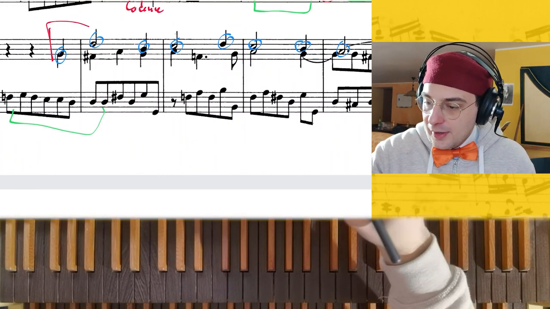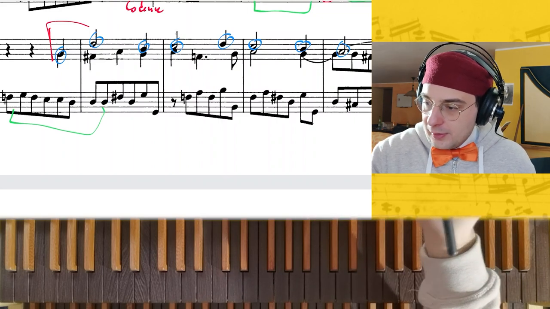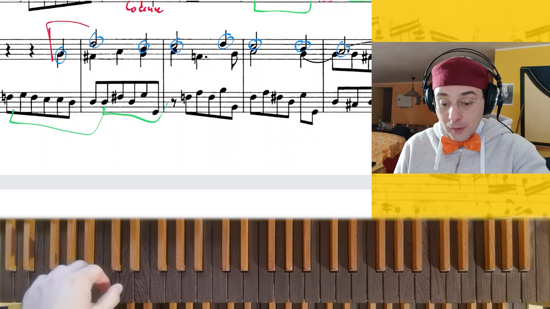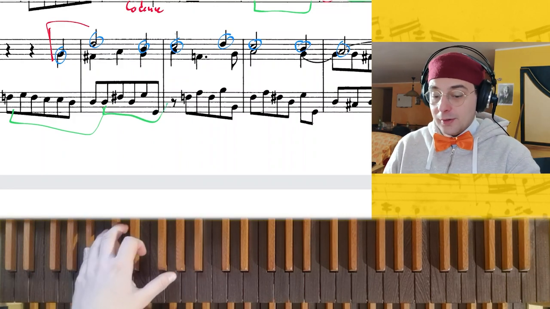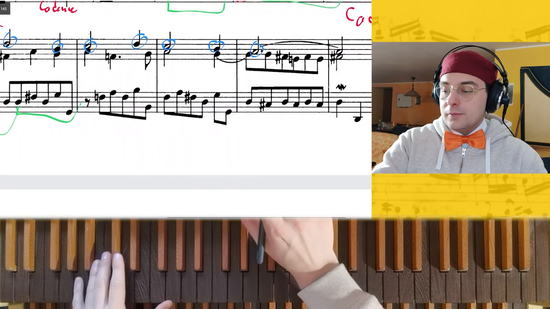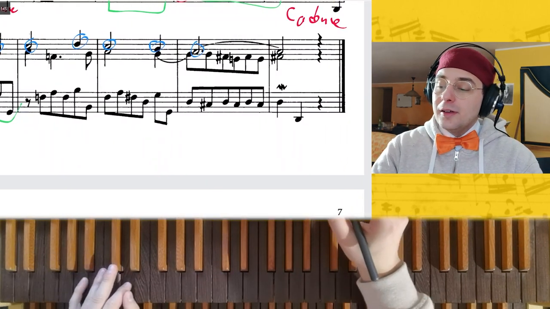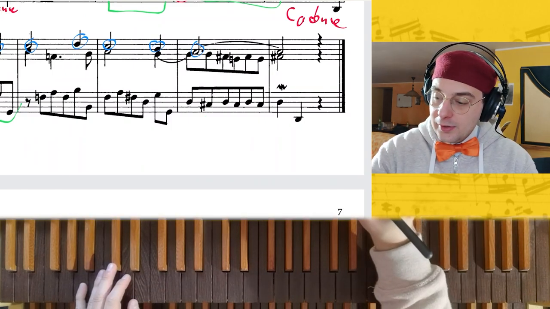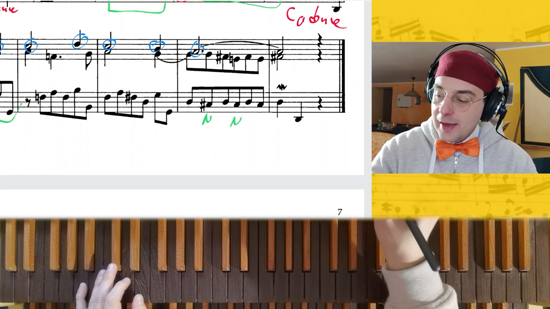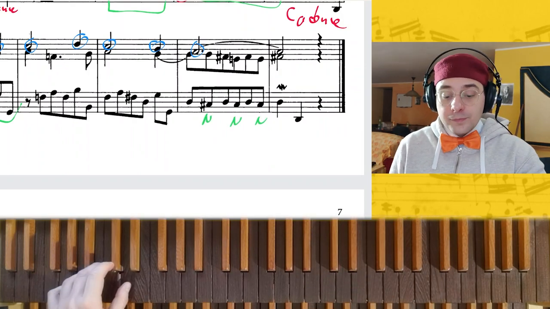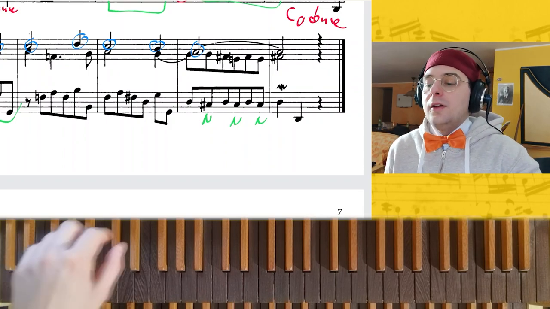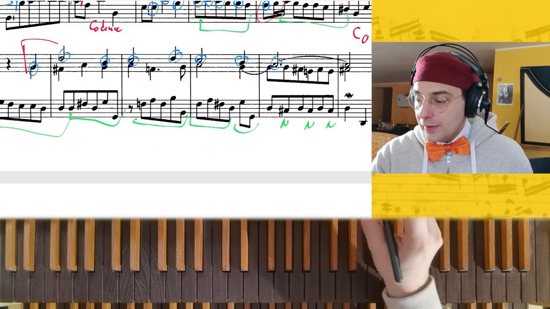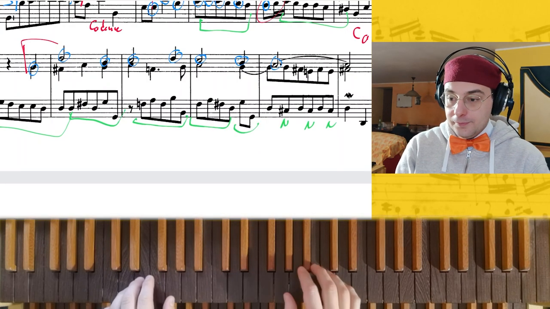We can see these patterns typical of the cello and the basso continuo. And at the end, this configuration with a lot of neighbor notes. We indicate with N. Okay. And with this configuration, we have the melody of the chorale.